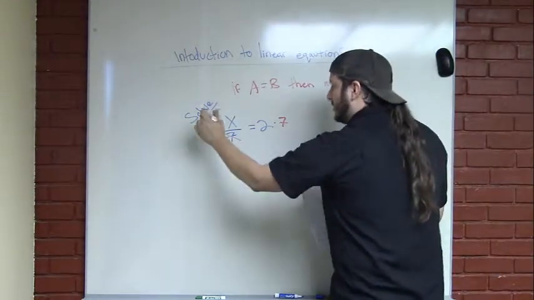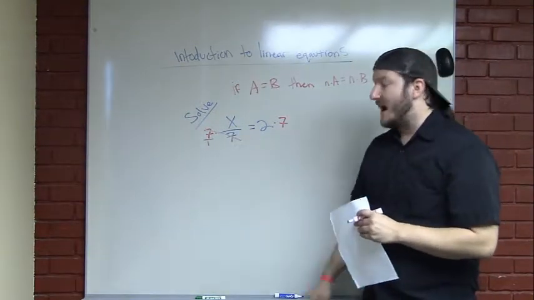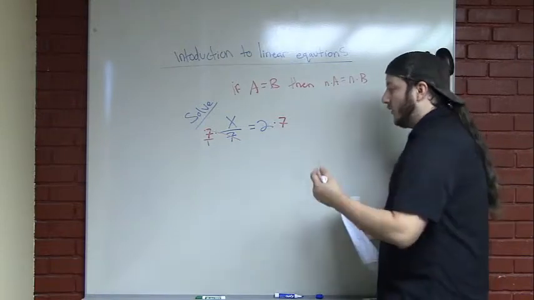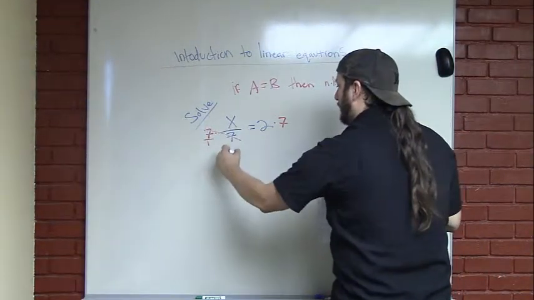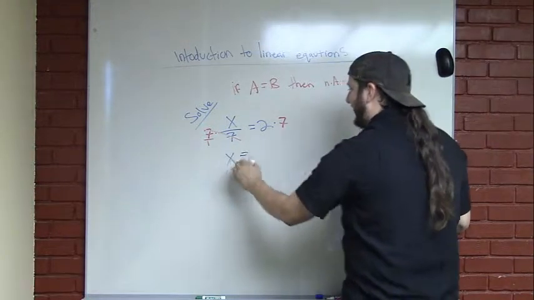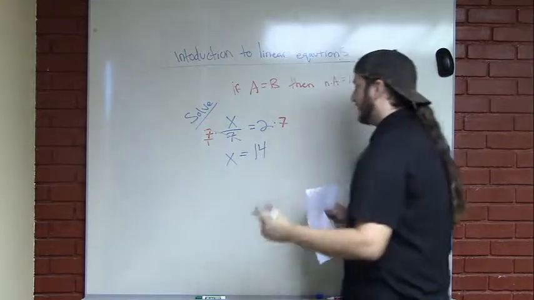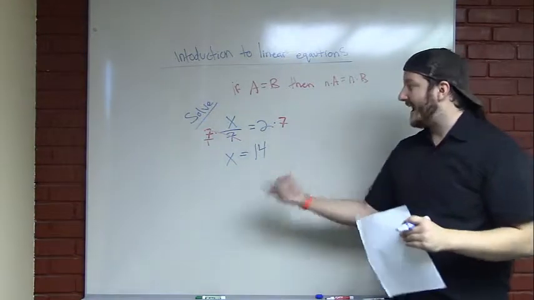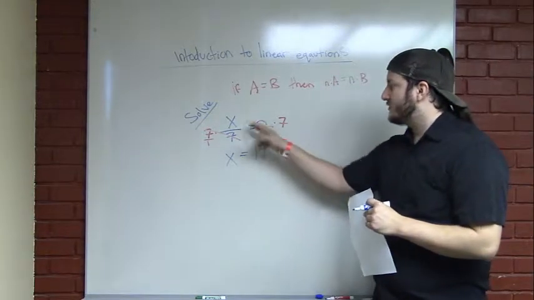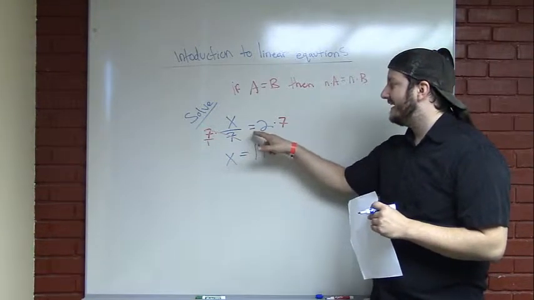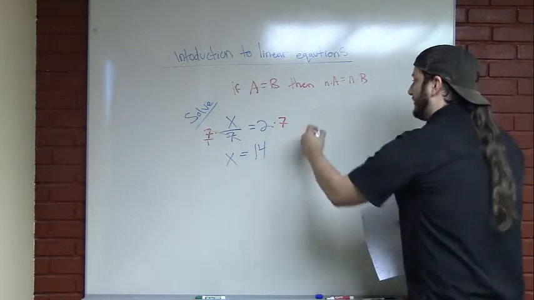Which basically, you can just kill the diagonals if they match like that, okay? So, and that's very nice for us because now on this side, all we're left with is x. X equals 2 times 7 is 14. And you're done. That's your answer. X is 14. So what this is saying is for this statement to be true, x over 7 equaling 2, x has to be 14.